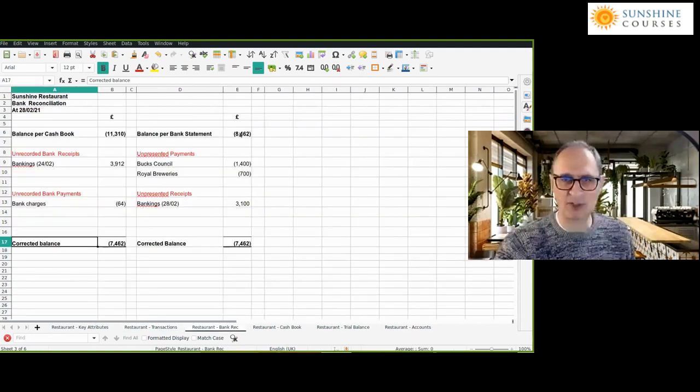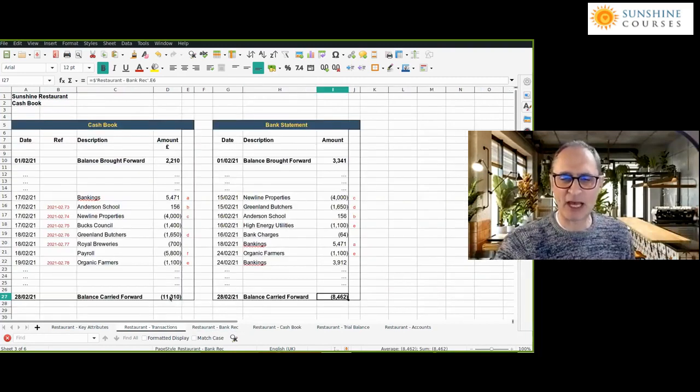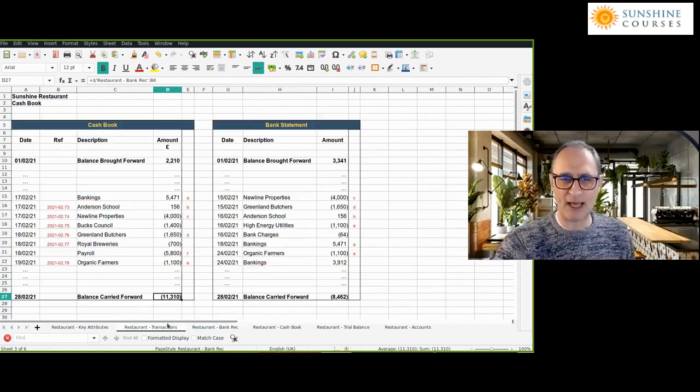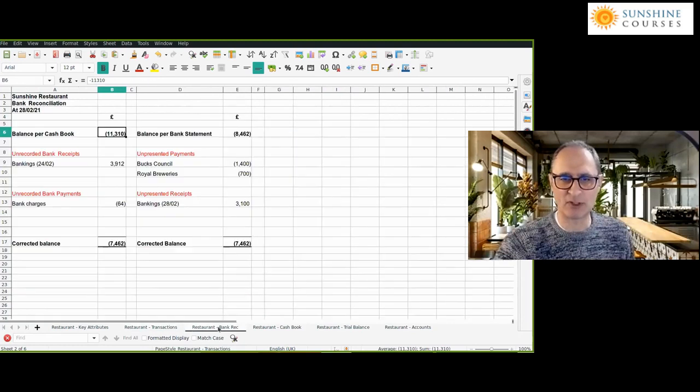If you look at the bank rec, we end up with £8,000. Similarly, in our cash book we're showing £11,000, and the bank statement shows £11,000. So straight away there's a difference, and we want to know what the difference is. If I go through, I can see the first item is Bucks Council, £1,400. Sure enough, we sent a check to the Bucks Council of £1,400. It hadn't yet cleared the bank statement, so it's a valid payment.